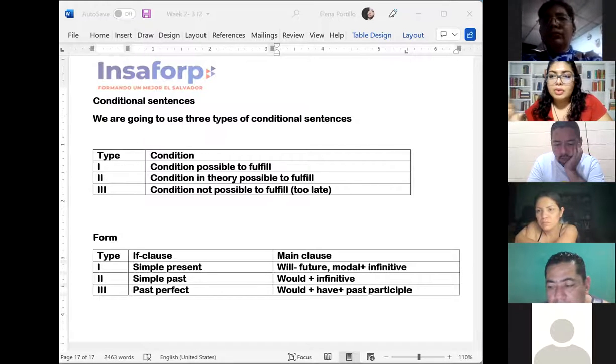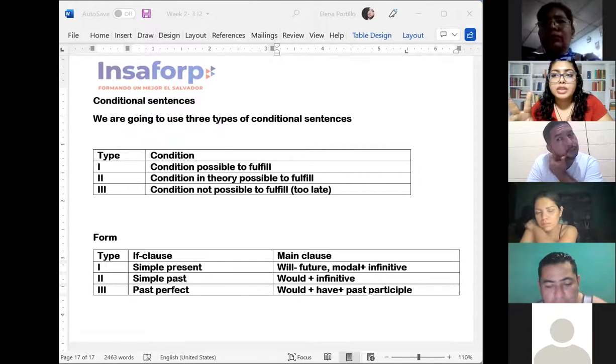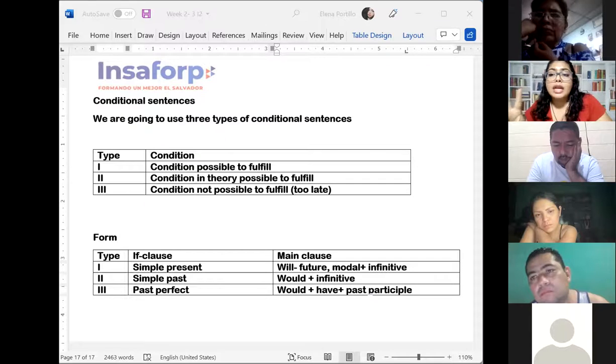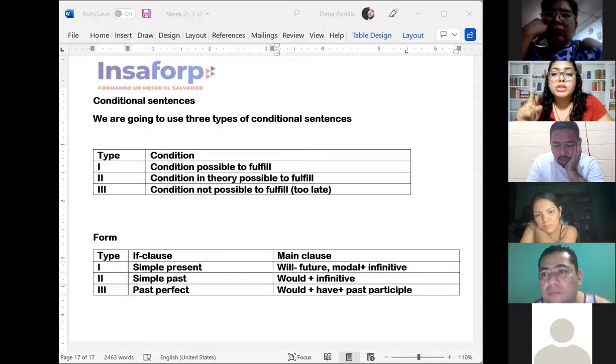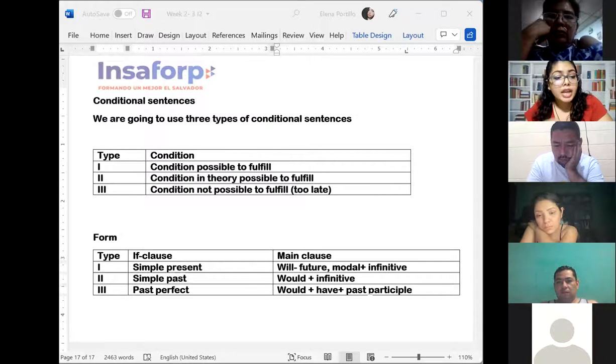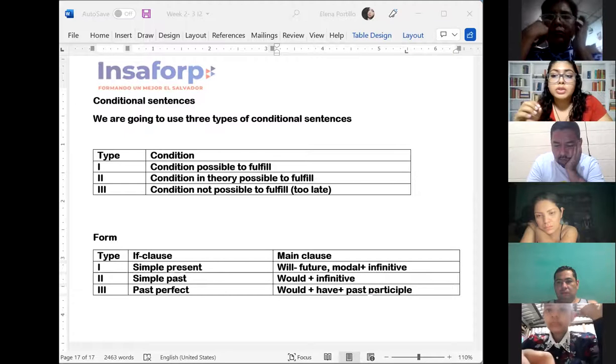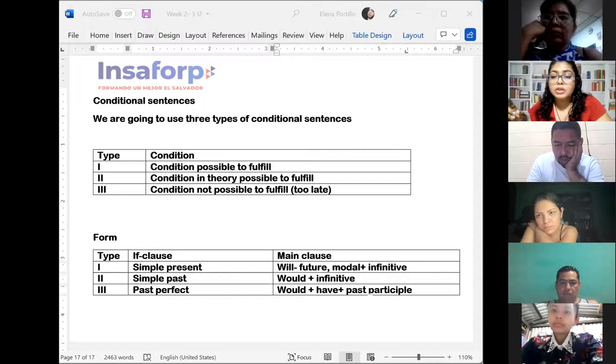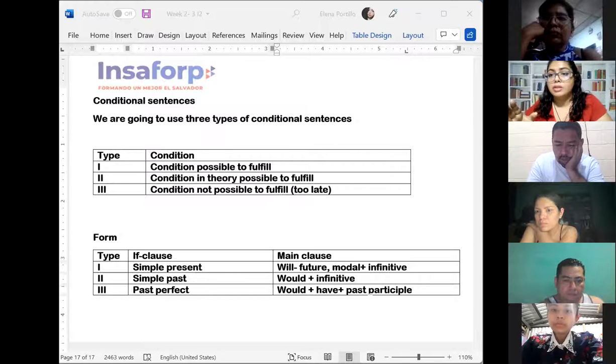So, then we are saying, we have two different tenses in the sentence. For the type number two, we have the simple past. We're going to use the simple past with the if clause. And for the main clause, we are going to use would plus infinitive. And for the type number three, we are going to use past perfect for the if clause. And then we are going to use would plus have plus past participle for the main clause.